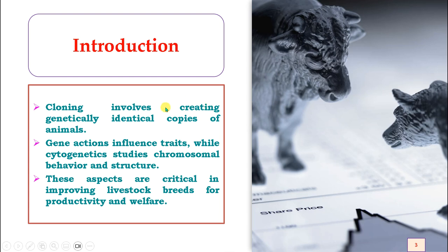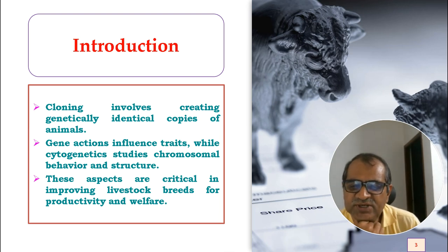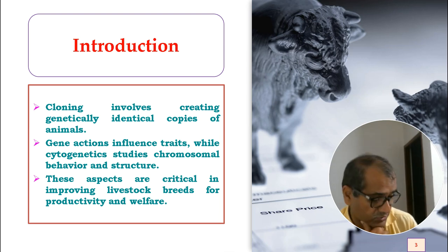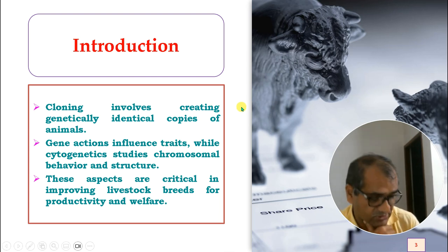Cloning involves creating genetically identical copies of animals. Gene actions influence the traits, while cytogenetics studies chromosomal behavior and structure. These aspects are critical in improving livestock breeds for productivity and also the welfare of these particular animals.